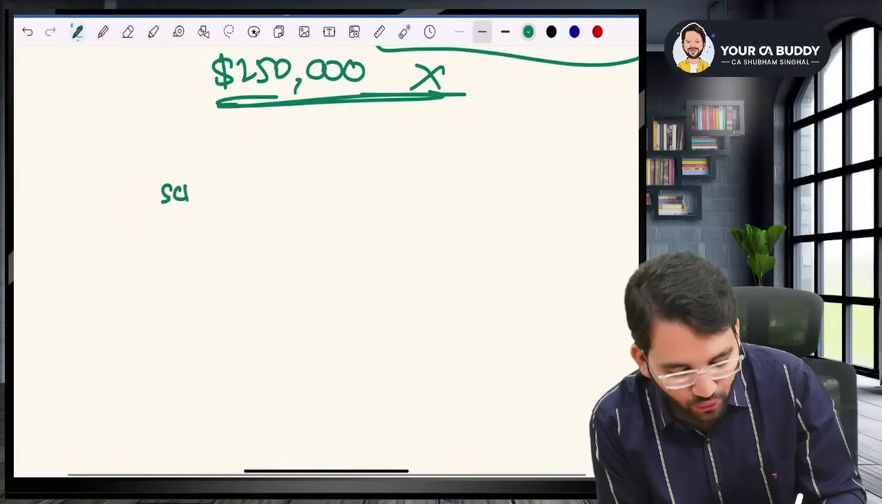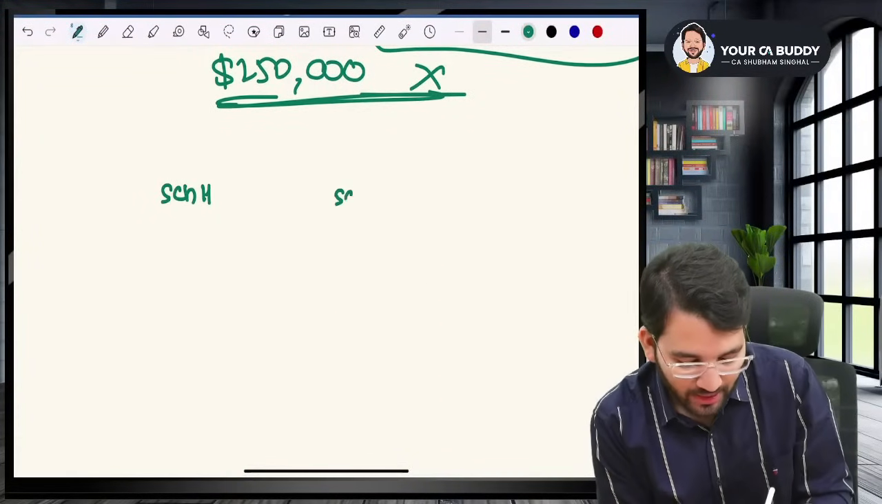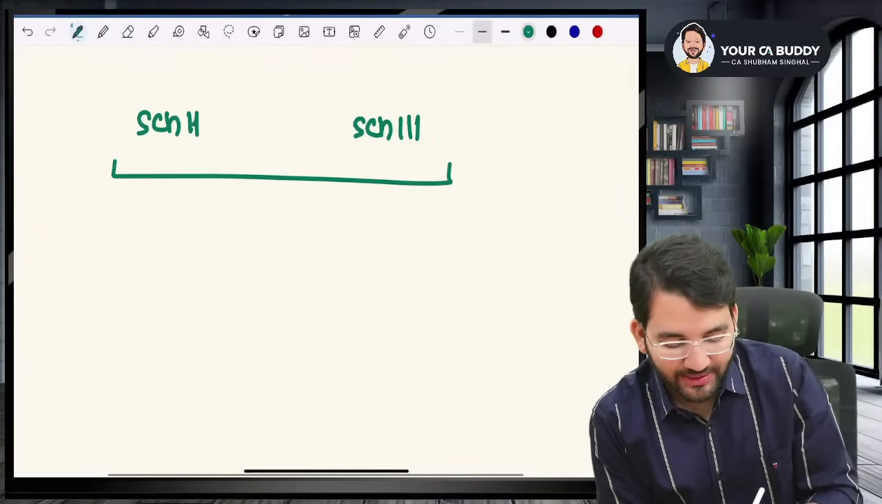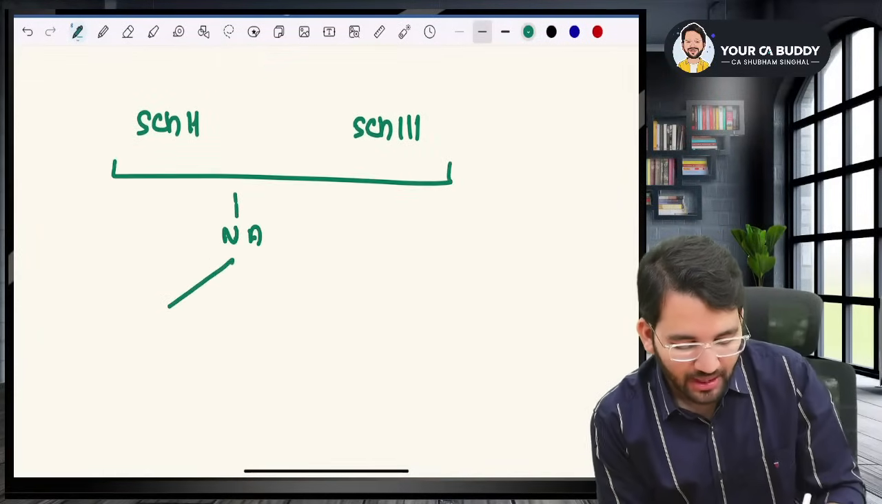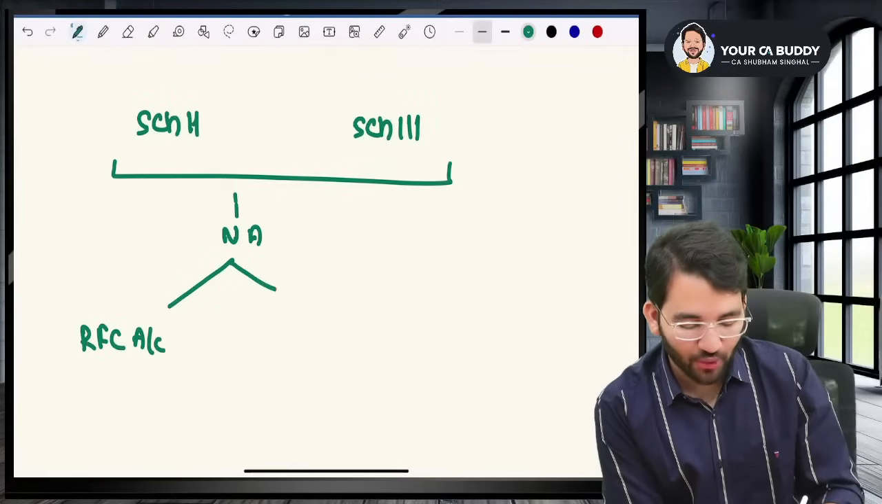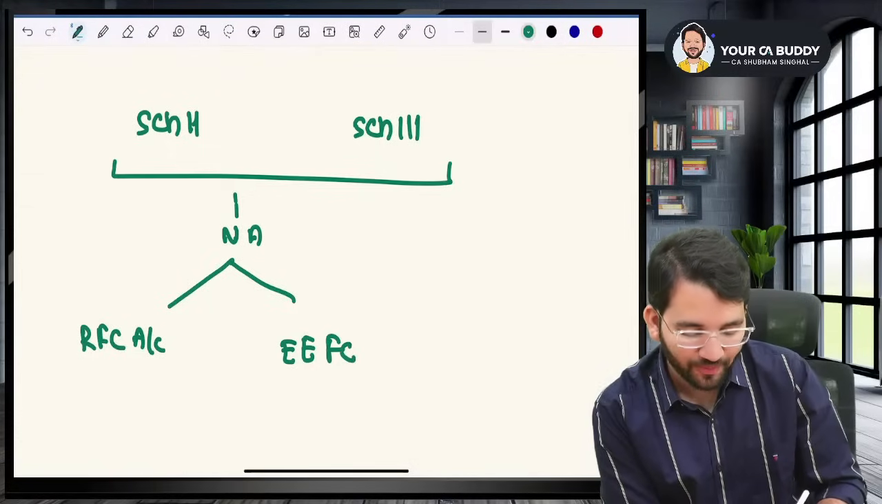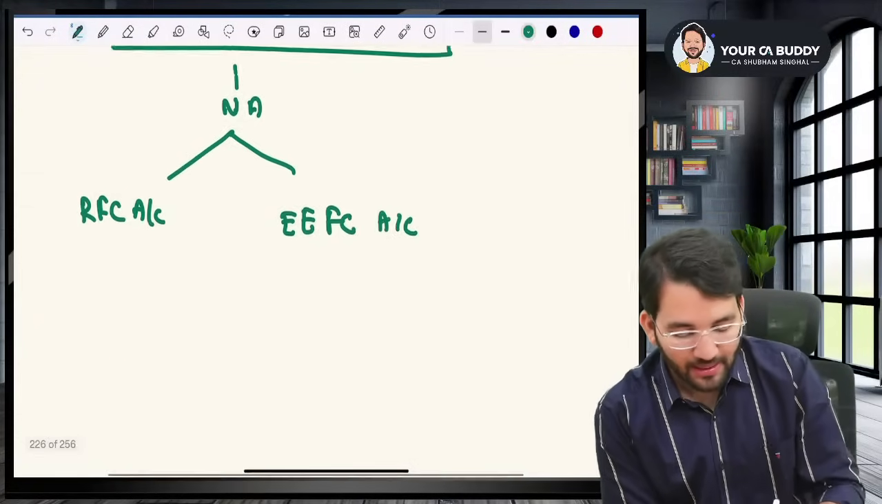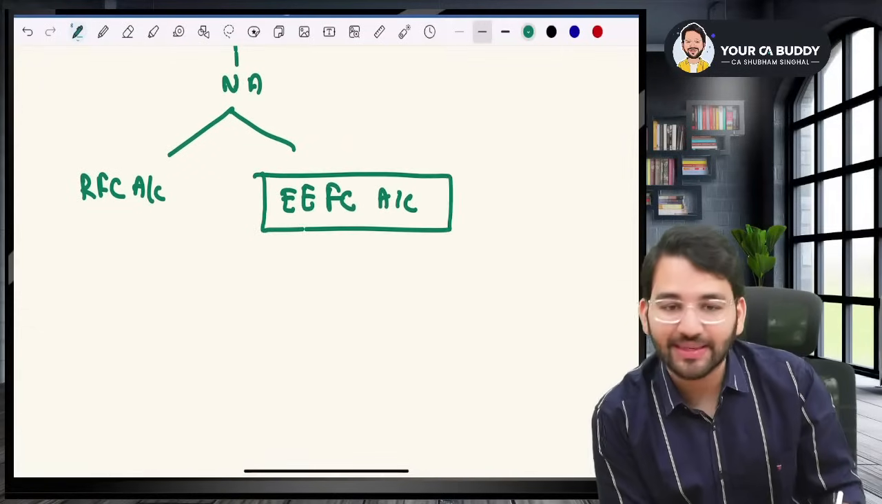Sir, you remember Schedule 2, which requires CG approval. Schedule 3, beyond limit, requires RBI's approval. But we said approval is not applicable if you're paying through an RFC account. What is an RFC account? Resident foreign currency account. Or you're paying through an EEFC account, exchange earners foreign currency account. But guys, in the EEFC account also there is an exception.